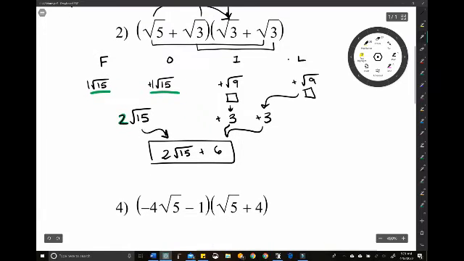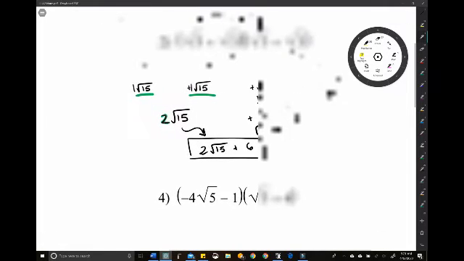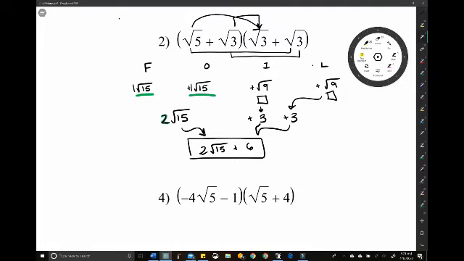Again, try not to jump too far ahead at first here. You don't want to start out sprinting, you want to stretch out and start out slow. So there we go. 2 roots of 15 plus 6.